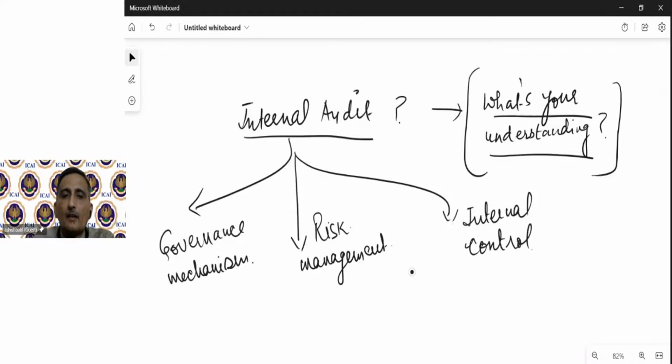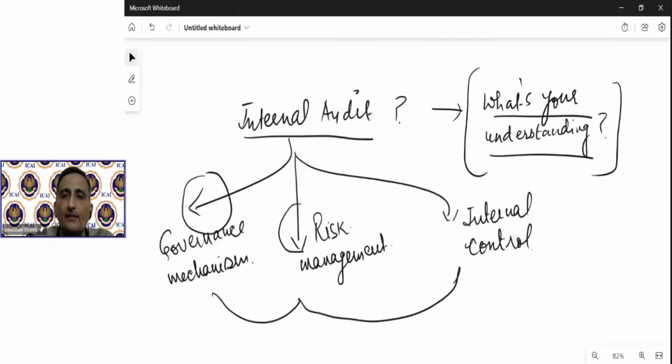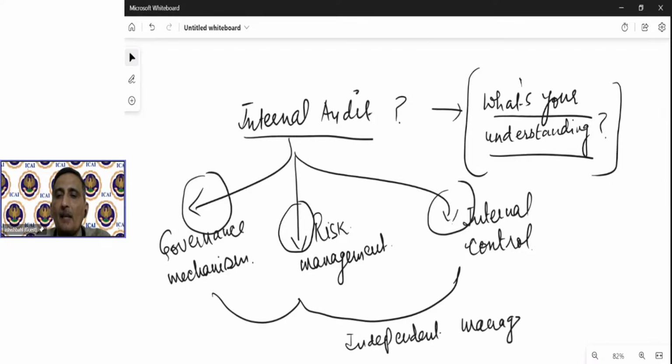Now these three are connected. All the three things, you know, guys, all the three things you go. Kanchan, I've got your first mail today, probably. So it is an independent management function. Now, what is an independent management function? This we will be discussing right now after some time.